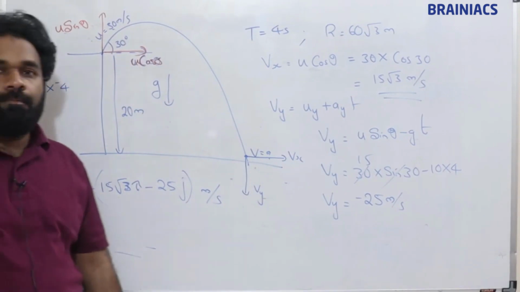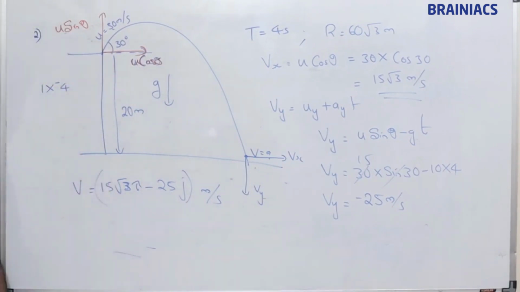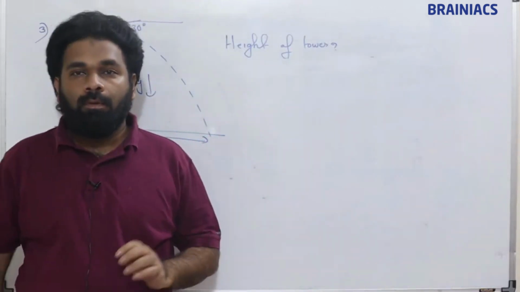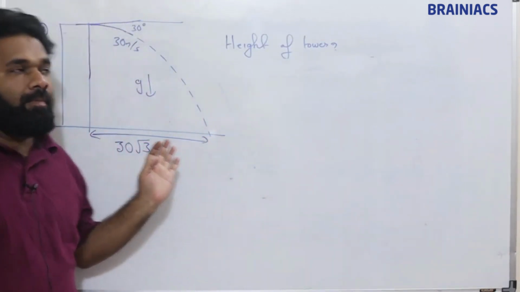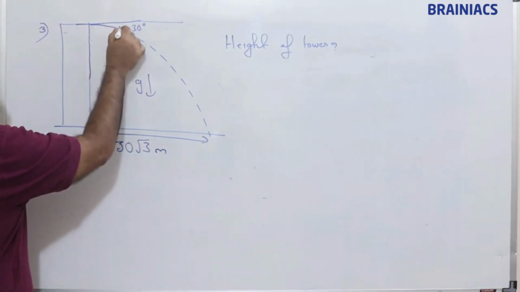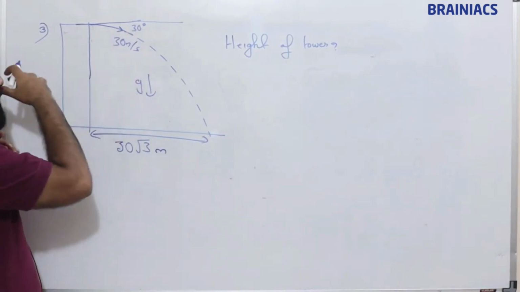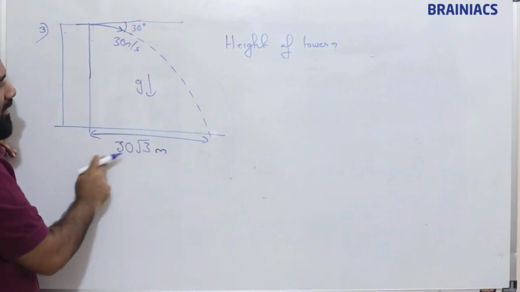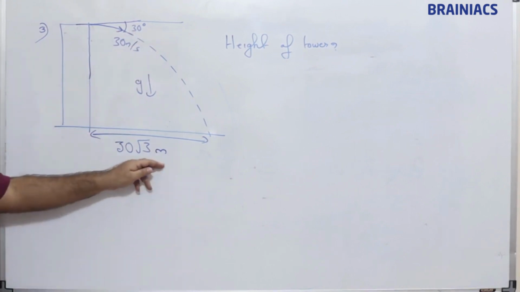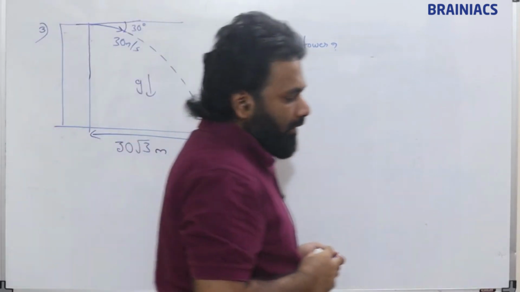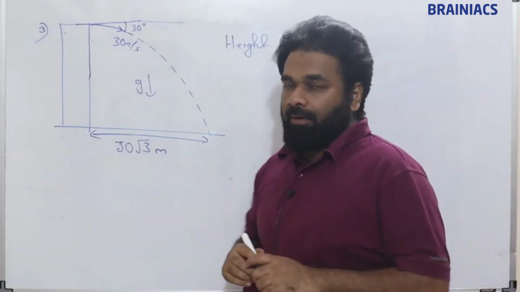Shall we do another question? Note it down. Okay students, this is our next question. So here a projectile is projected at 30 meter per second with an angle 30 degree. The range is given as 30 root 3 meter. We need to find the height of the tower.